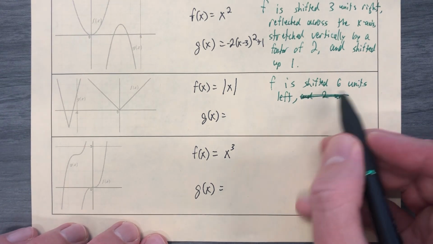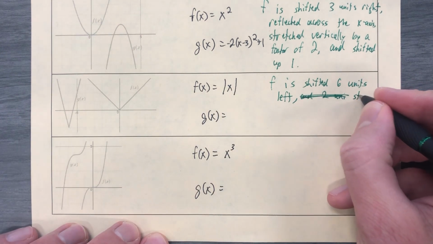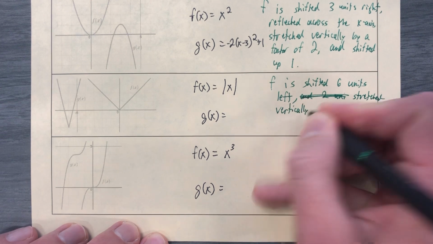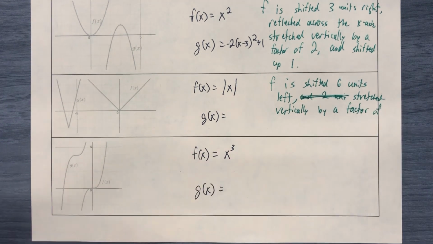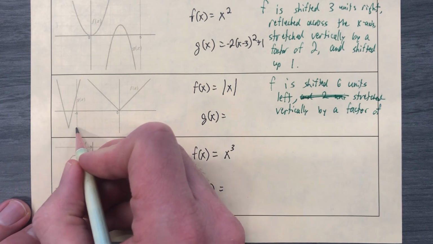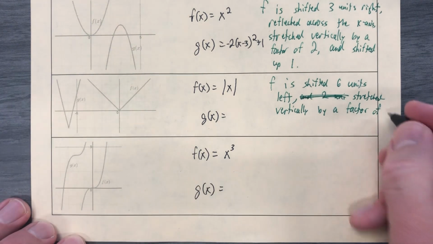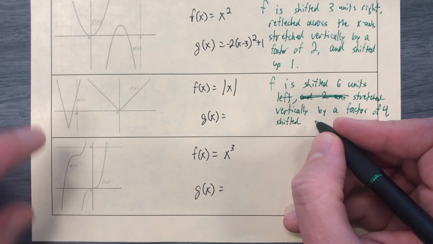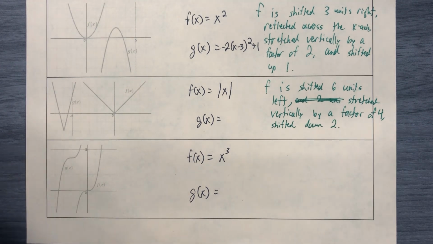So shifted 6 units left, and it is not flipped over. It is stretched vertically by a factor of, all right, let's count. The normal would be over 1, up 1. And this one from the vertex would be over 1, and then 1, 2, 3, 4. So by a factor of 4. And then shifted down 2. Down 2. Okay, let's write it.